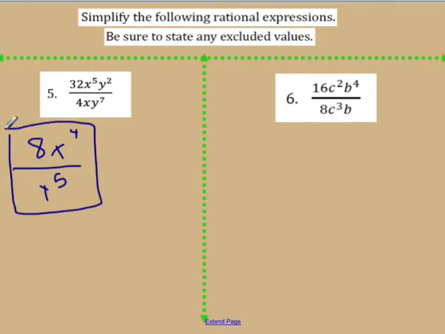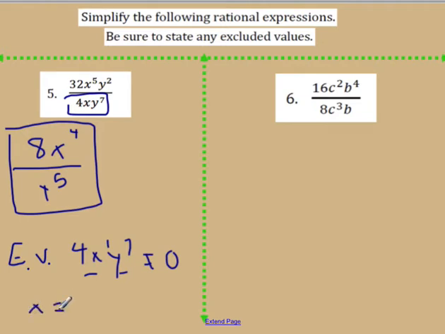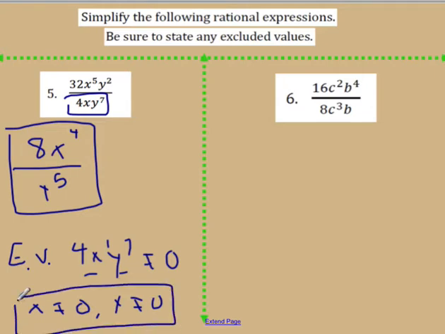Cool. I need to find my excluded value. However, when I go to find my excluded value, I need to start from the original denominator, not my simplified denominator, the original denominator. So I'm going to take a look at 4xy to the 7th, and I know that that can't be equal to 0. Well, I have two things that are raised to an exponent being multiplied. So that means that for my excluded values, x cannot be 0 and y cannot be 0. Okay? Let's take a look at number 6.